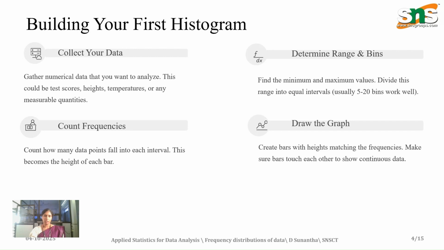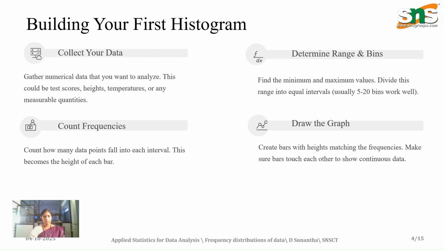Next, building your first histogram. The first step is to collect our data. We have to arrange it in ascending or descending order. Then we have to determine the range and bins, that is, we have to group the data as per intervals. For example, we can combine it as 0 to 5, 5 to 10, 10 to 20, 20 to 30 like that. Or otherwise, if we have large numbers like 50, 20, 30, 40 and so on, we can combine them into 0 to 50, 50 to 100 intervals.